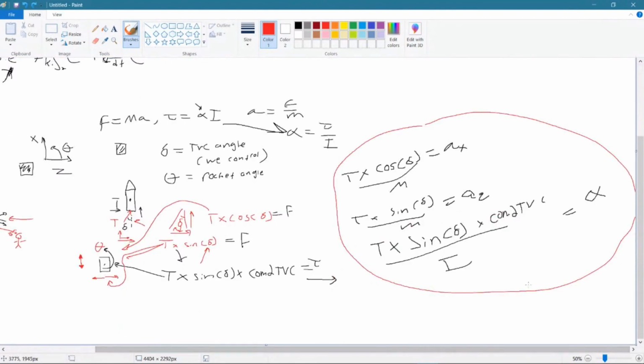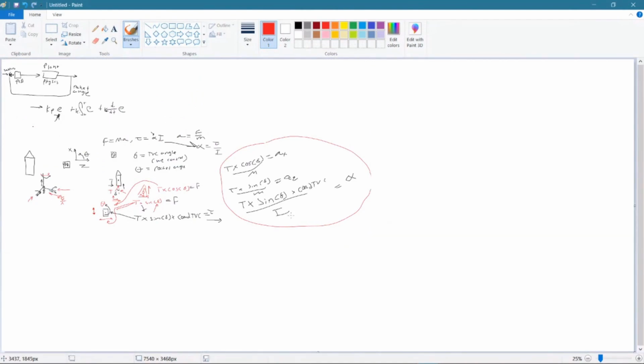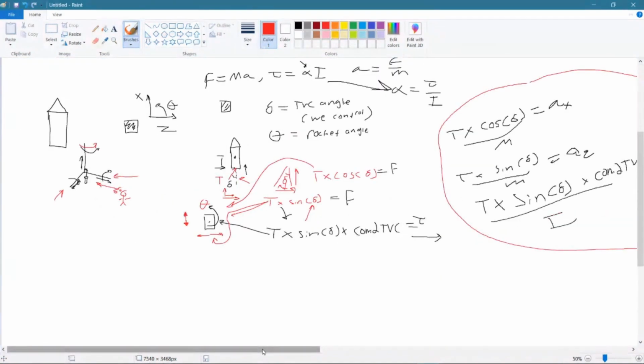I ran into this issue when I was working on something recently where I wasn't able to derive the dynamics for it, so I ended up having to use a PID.